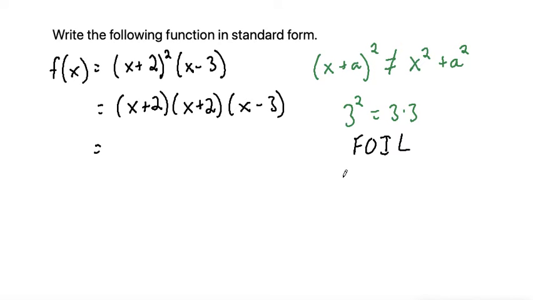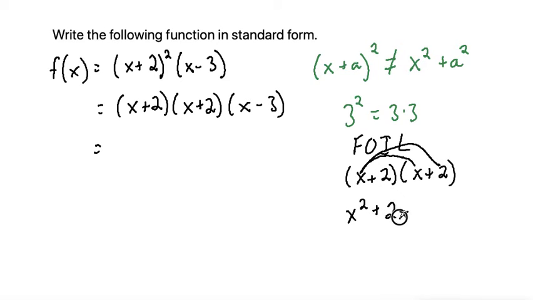F stands for first. So if I bring these 2 parentheses out to the side, the x plus 2 and the other x plus 2, the 2 first terms are the ones that happen first in the parentheses. So we're going to multiply x times x. X times x is x squared. The next letter in FOIL is O, which stands for outer. The outer terms in the parentheses are the ones that are on the outsides of the 2 parentheses. So we're going to be multiplying x by 2. So x times 2, we'll write it as 2x. You usually write the number first and then the variable second.